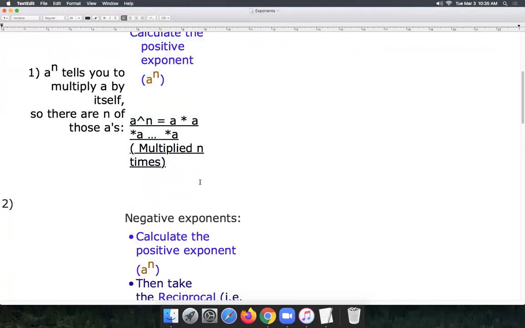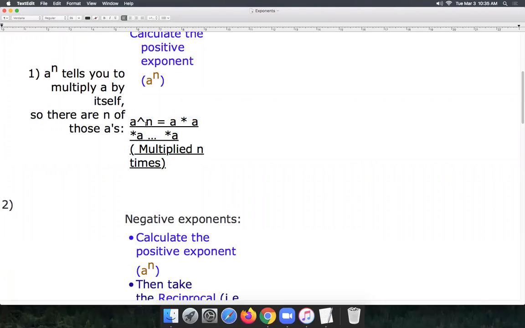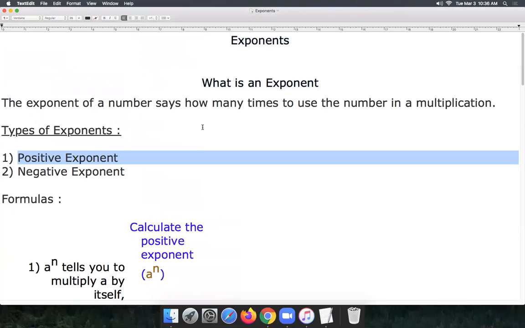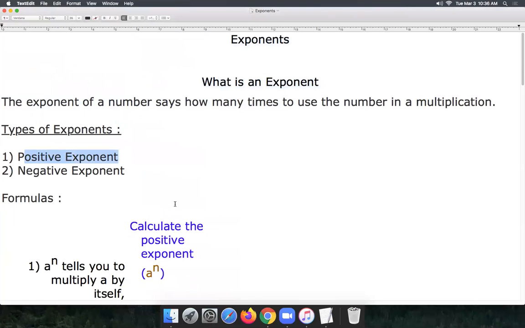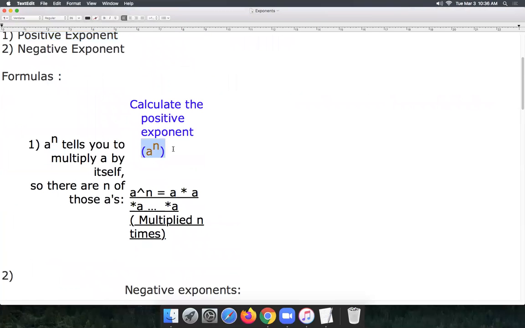So the formula for the positive exponent is a to the power of n is equal to a into a into a into a, multiplied n times. You got it? So now we have learned what an exponent is, what a positive exponent is, and the formula for the positive exponent. If I give you a to the power of n, like 8 to the power of 2, 3 to the power of 5 or 7 to the power of 2, you will be able to solve it. It's going to be very easy.